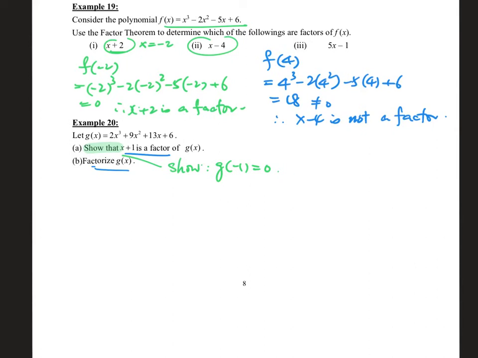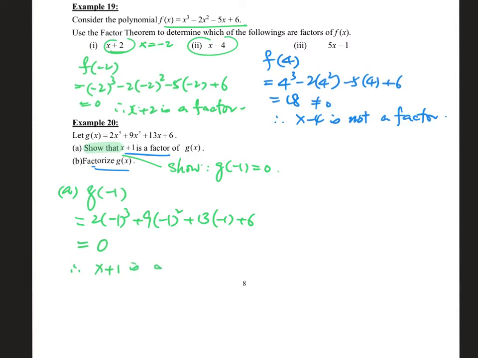So here comes the answer. Part A, you check for g(minus 1), which gives you 2 times minus 1 cubed, plus 9 times minus 1 squared, plus 13 times minus 1, and plus 6. By calculator, you get 0. In this case, it means that x plus 1, bear in mind that substitution of minus 1 means you are talking about x plus 1 in the division, is a factor now.